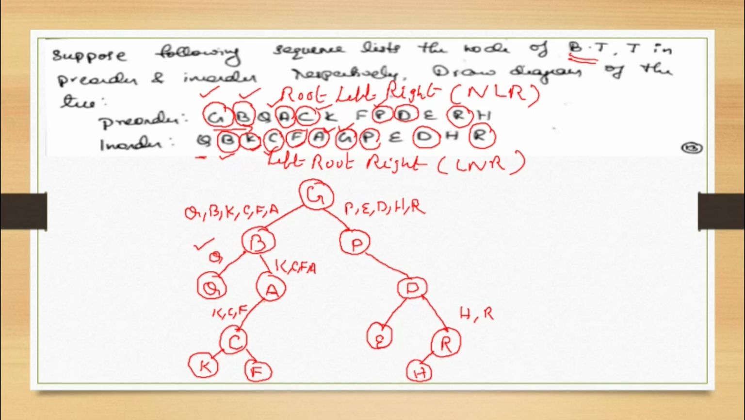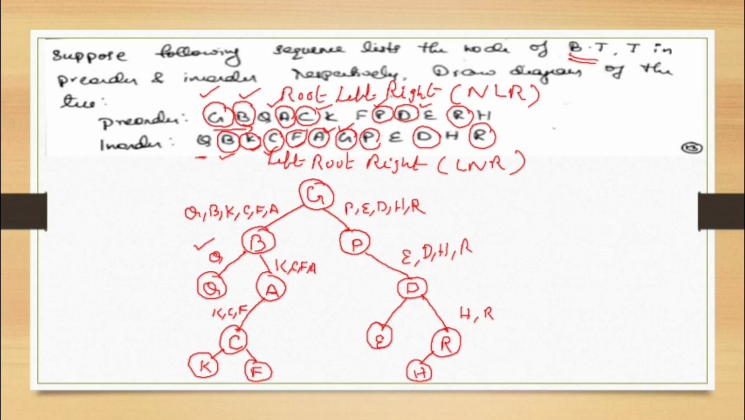Now again I have to come down, students. P is the root. Now I have to search in the in-order. In the in-order, EDHR, whatever is there, comes to the right of P. So that is why I write it here, and that is also verified. Out of P, EDHR, you can write it here if it is confusing for you. Which comes first? In EDHR, D comes first. That's also verified.